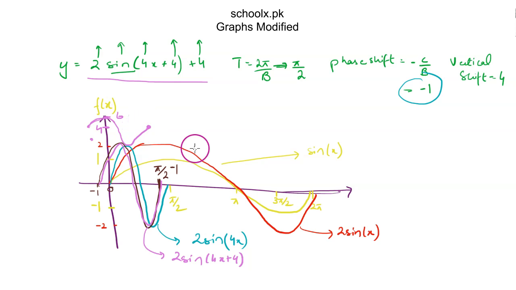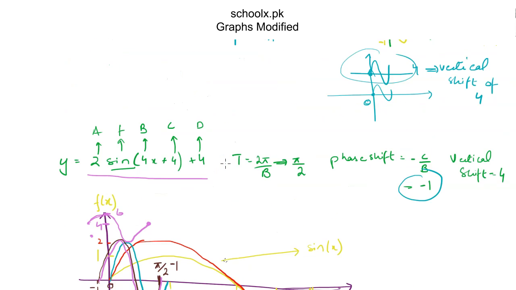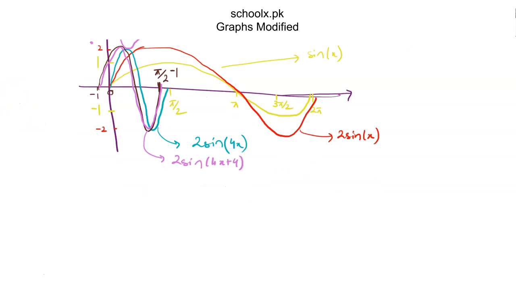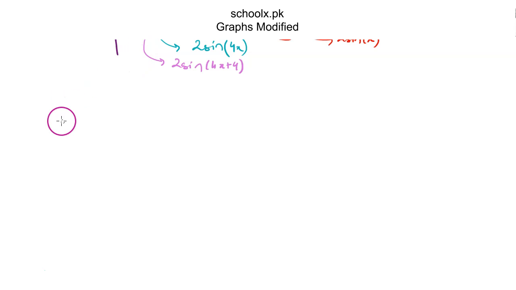Now let's do another example. Let's do an example of cosine. Let's say I have y equals 2 cos 2x plus 2. The first step is to draw the graph of this function. That's it, with no modification.